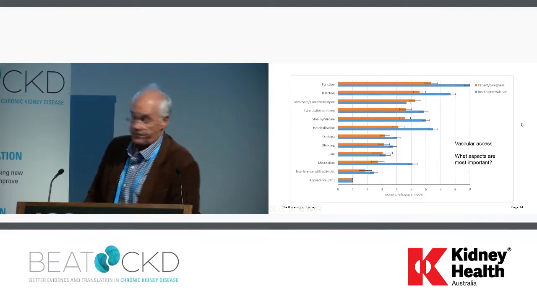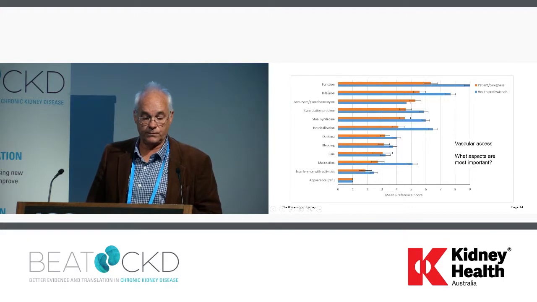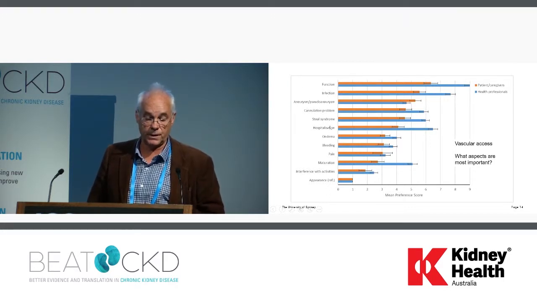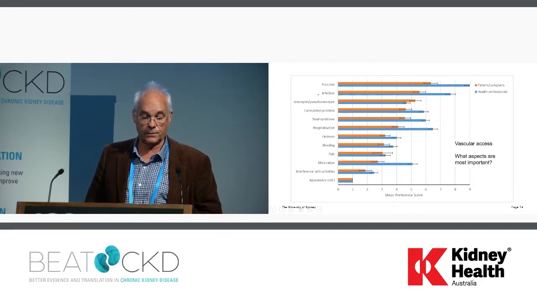Vascular access. Here again, we've got various outcomes associated with vascular access. So we've got the function of the access, infection, weakening of the vessels giving aneurysms and so on, cannulation problems or needling issues and so on. And here it looks like there's some difference.